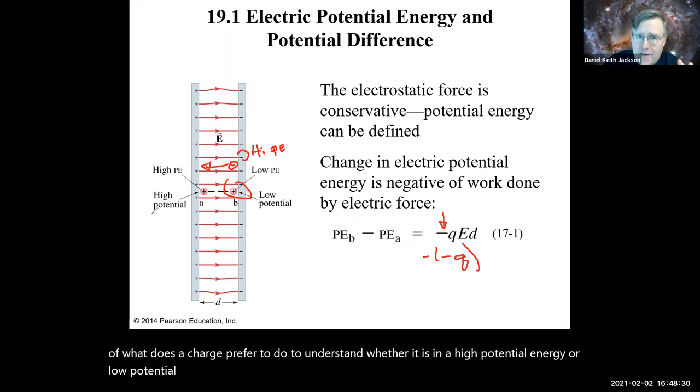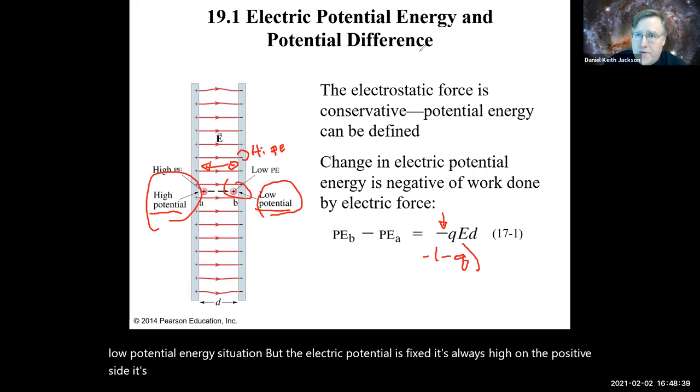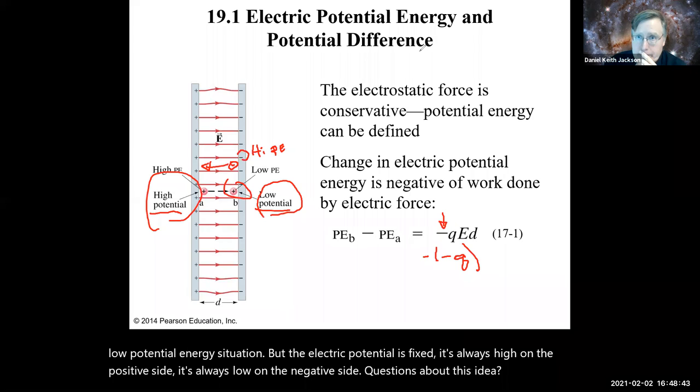But the electric potential is fixed. It's always high on the positive side. It's always low on the negative side. Questions about this idea? Okay.